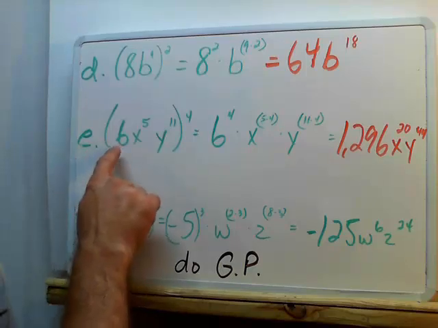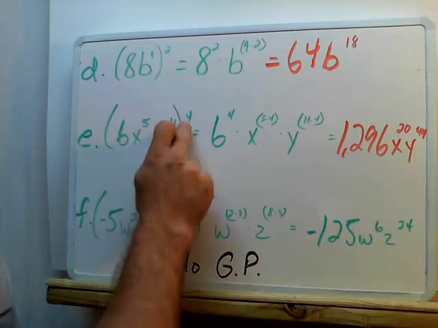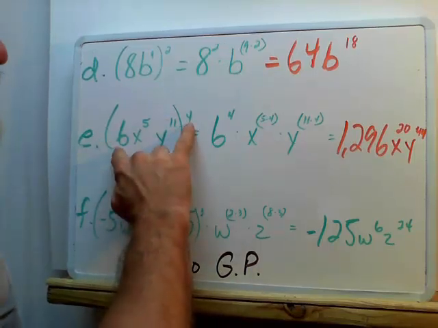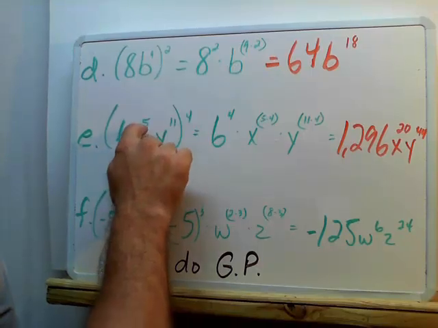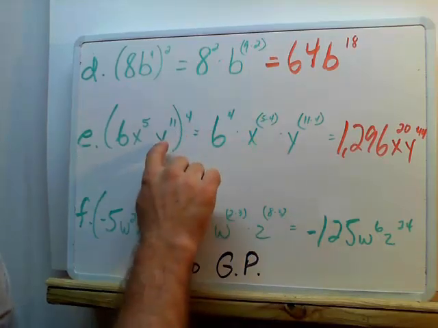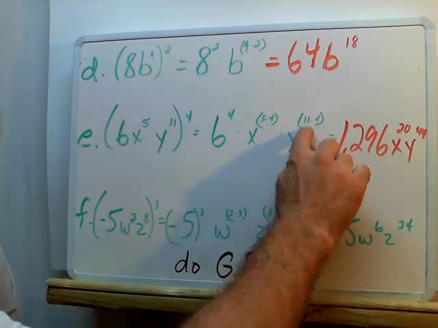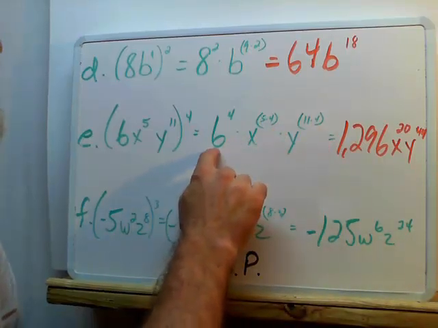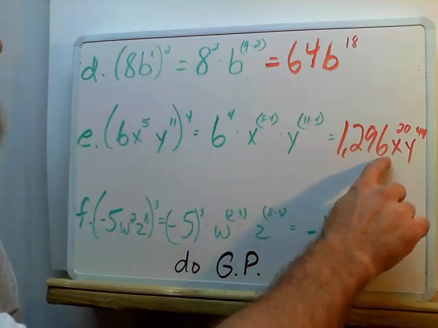Letter E. 6x to the 5th, y to the 11th, all to the 4th power. 6 to the 4th power is our first part, 6 to the 4th. Then take the x's. X would be to the 5th power, and there's 4 of those, so it's x to the 5 times 4. And y to the 11th, again, it's to the 4th power, so it's y to the 11th times 4. 6 to the 4th would be like 36 times 36, which is 1,296.